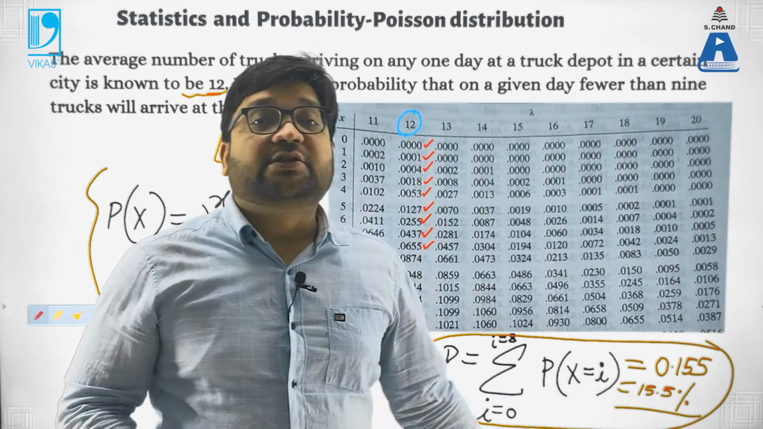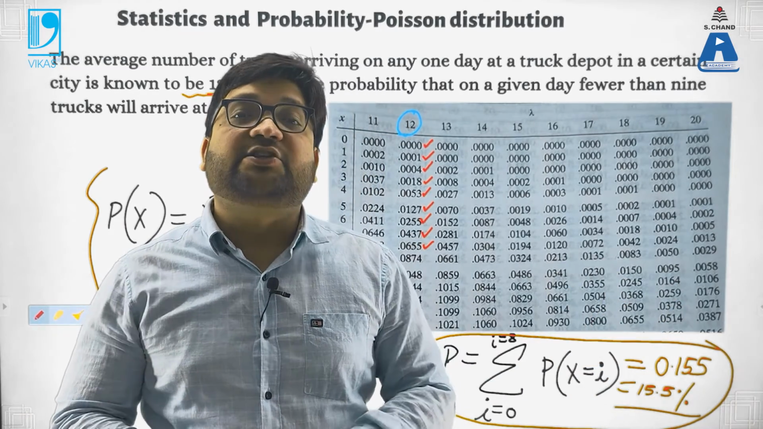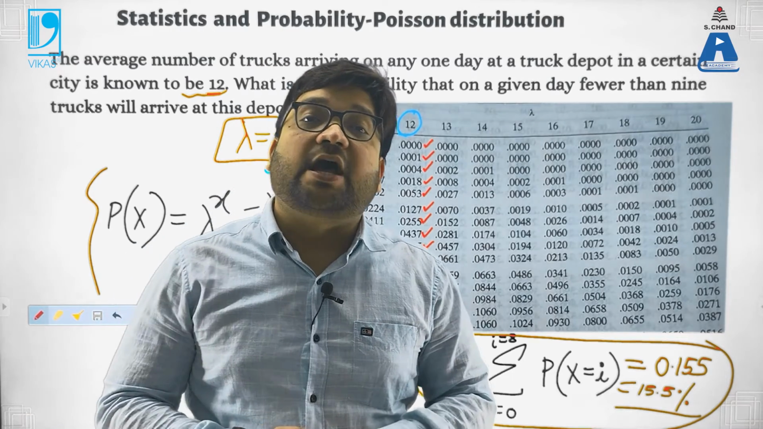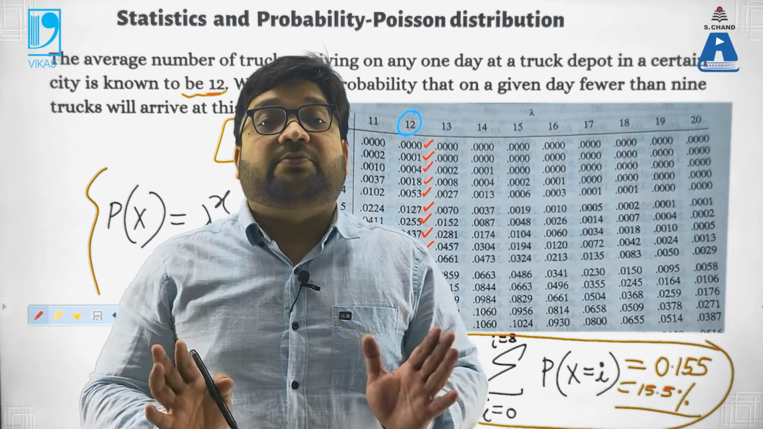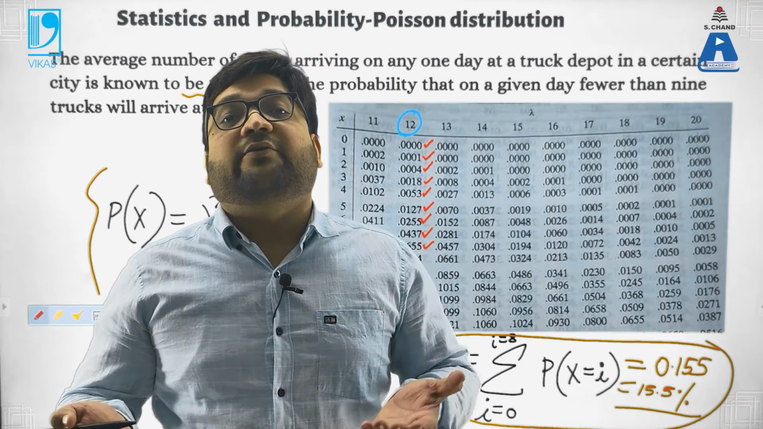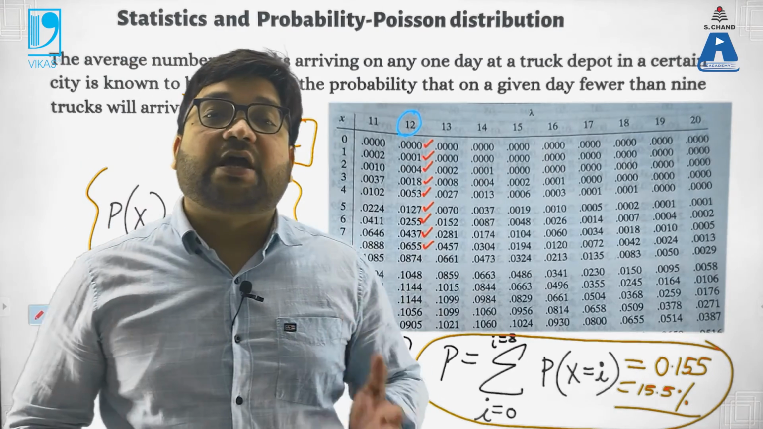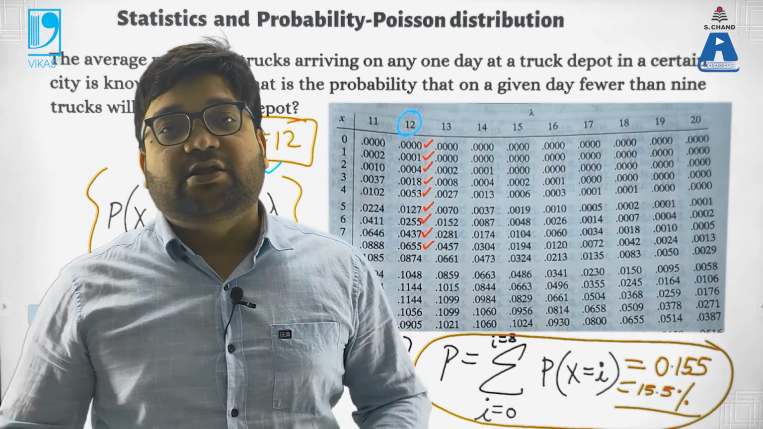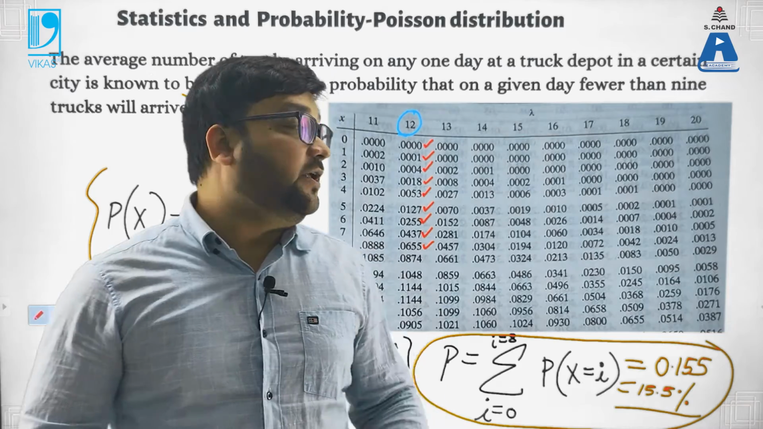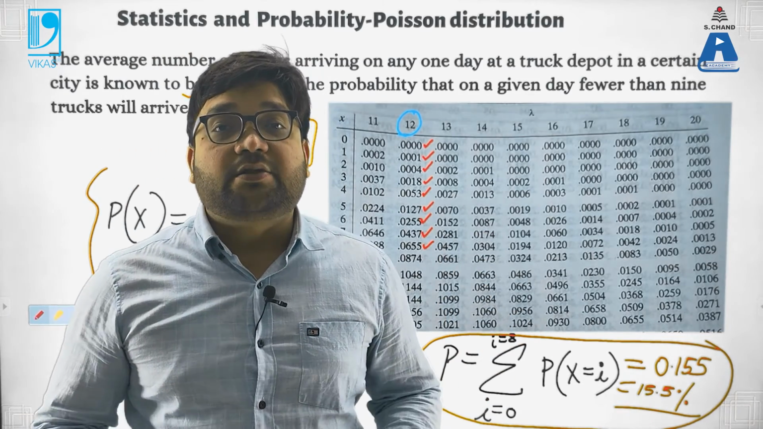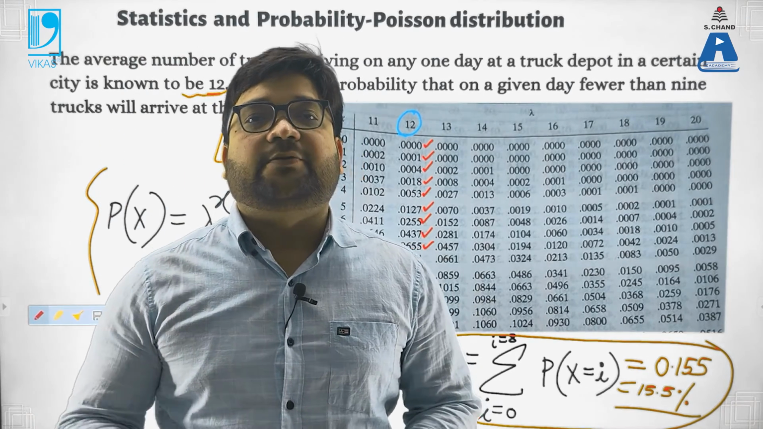So 15.5% chance is that fewer than 9 trucks are going to come. That means almost 85% chance is that 9 or more trucks are going to come. So 85% chance is that you don't have to book a hotel for the night, you will be leaving today only from the city. But there is a 15% chance, of course, that you'll have to stay the night in the same city. So this is how this information, this calculation can be useful for us in real life scenarios. That is the most important part of learning mathematics, of course.